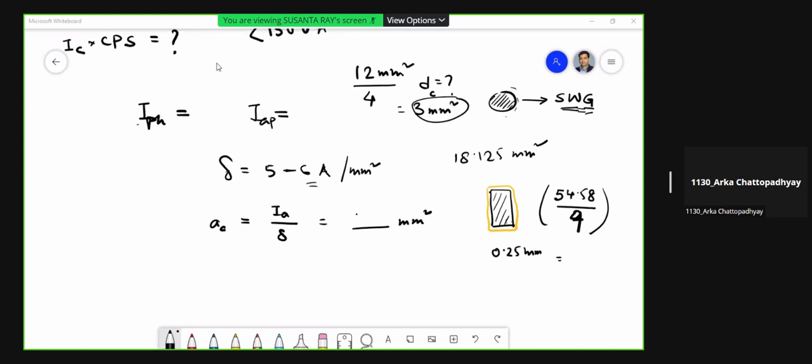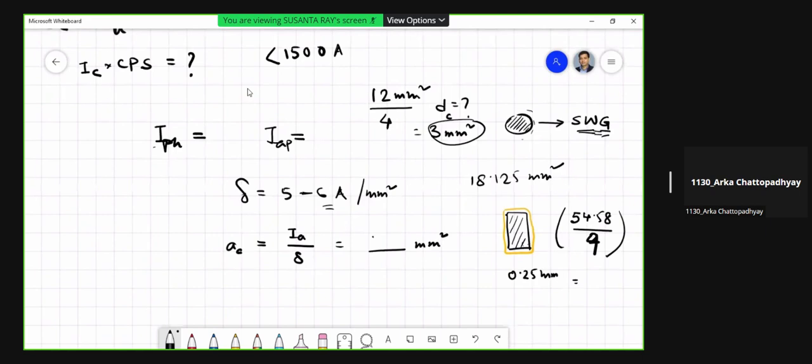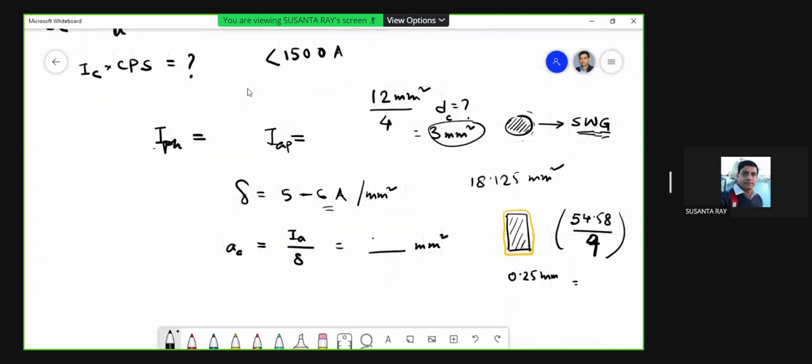Sir, previously I asked you about the conductors per slot, and you said my cross section area will be less, so I'm getting 7.3933 millimeter square. So is this value correct?